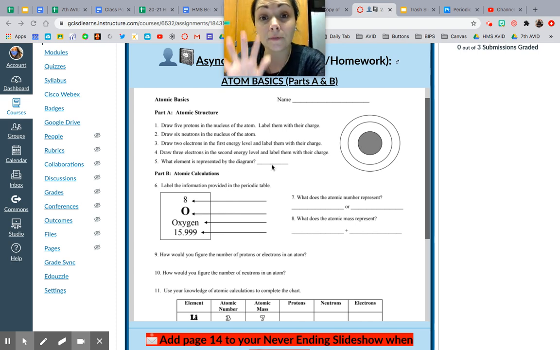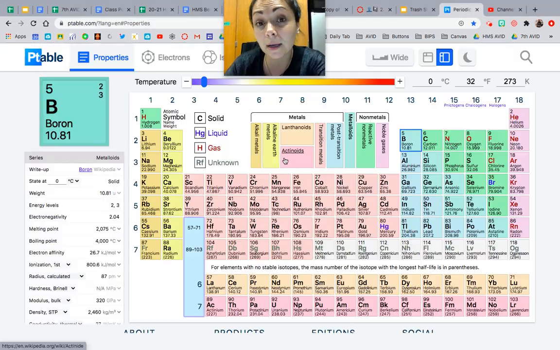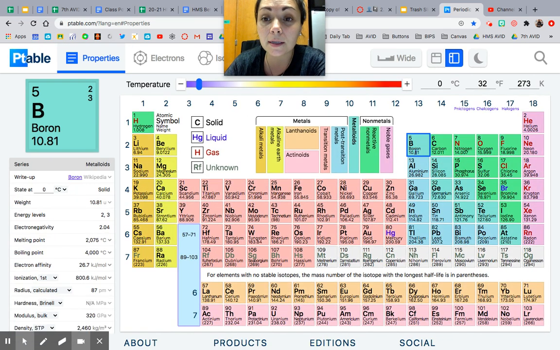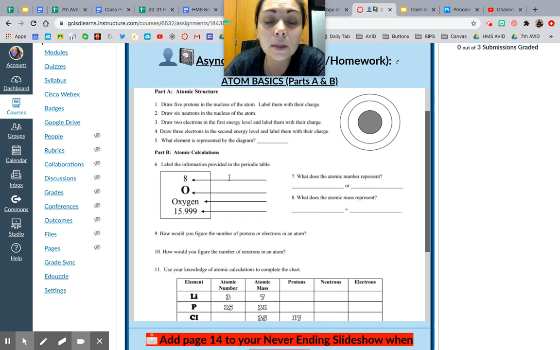What element is represented? If the atomic number, or the number of protons, is 5, I go and look on my periodic table, and I know that it is boron, because boron's atomic number is 5. So I'm going to write that that is boron. So label the information provided on the table. Number 8 is the atomic number, O is the symbol, oxygen is the element's name, and 15.999 is the atomic mass that rounds to 16 for the mass number.